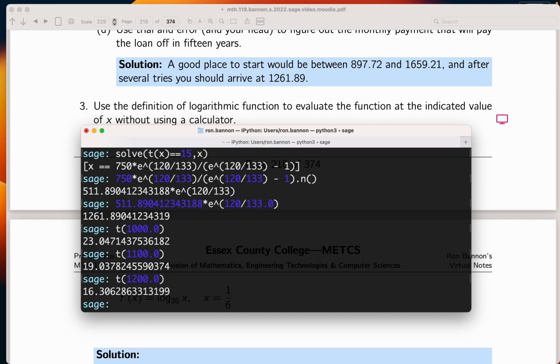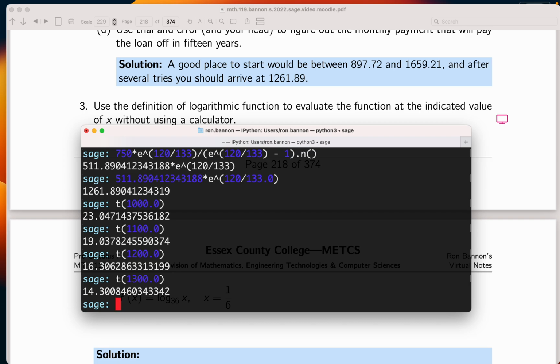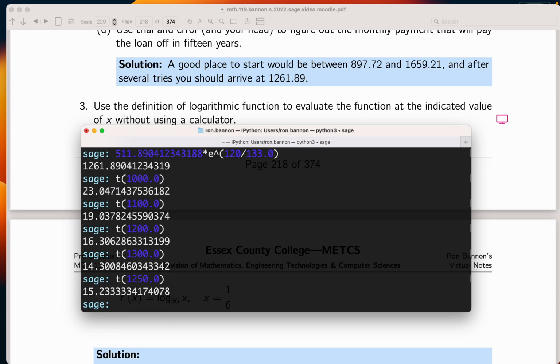Let's do T of 1,300 then, right? Oops, 1,300. And you get 14 years now. So let's go 1,250 now. This is hunting and pecking, isn't it? I'm getting closer, but it's still too long. Let's keep going. I got 1,250. Let's go 1,260 then. T at 1,260. It's a lot of hunting and pecking, isn't it?